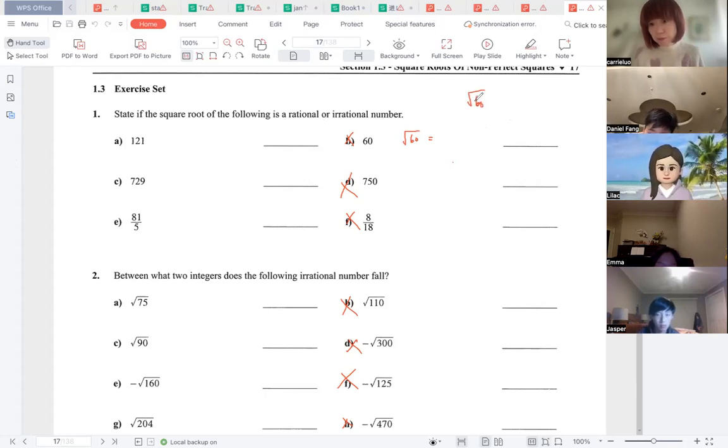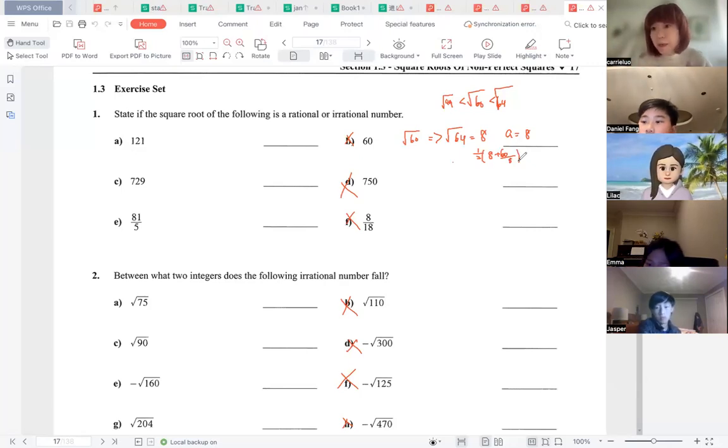So there are two ways of doing that, Jasper. So we can do either one. It's a bit bigger than 49 and smaller than 64. Okay, and also Emma, you can find another way, because square root of 60 is very close to square root of 64, which is 8. So a equals 8. So we have half times 8 plus 60 over 8.